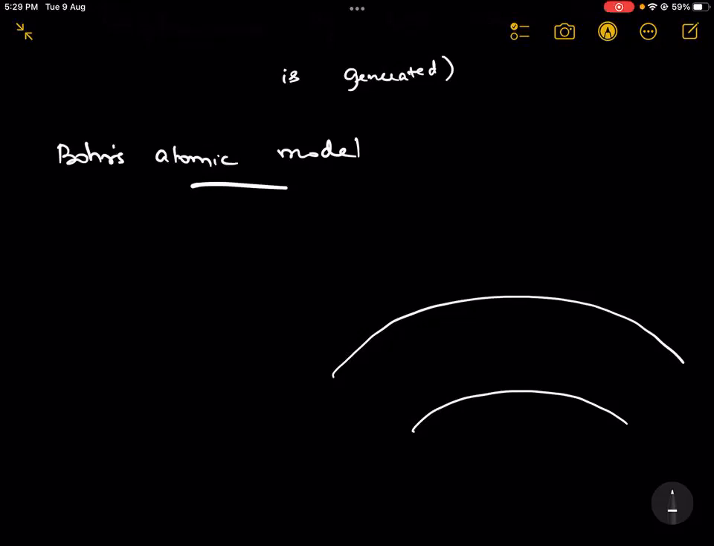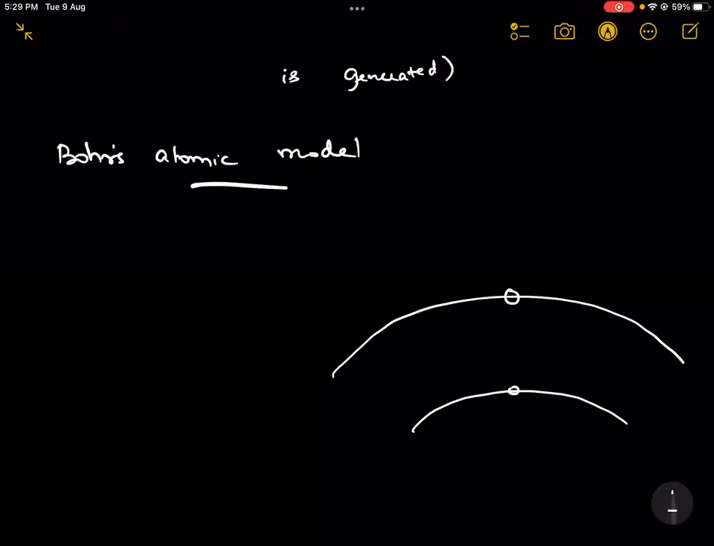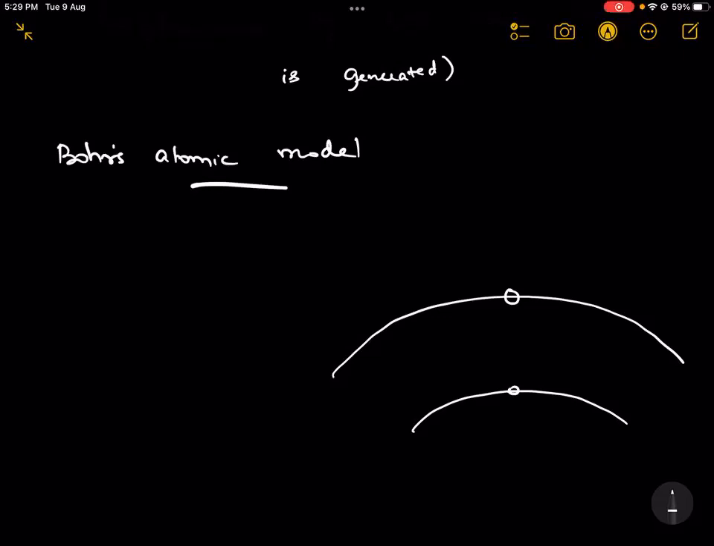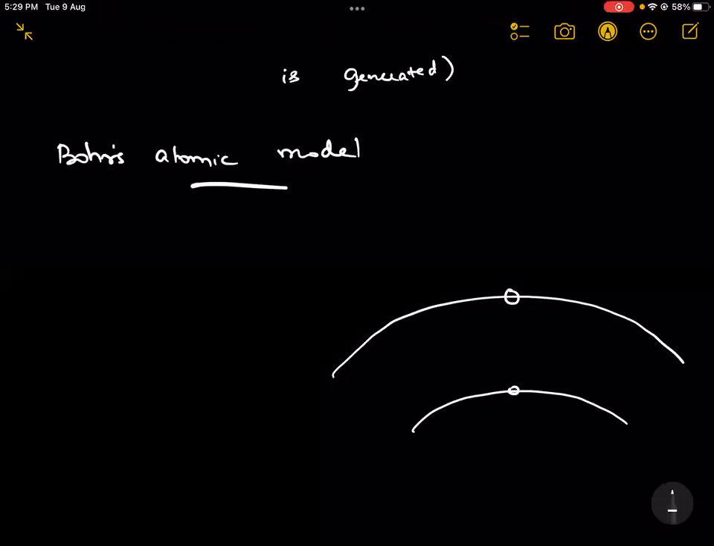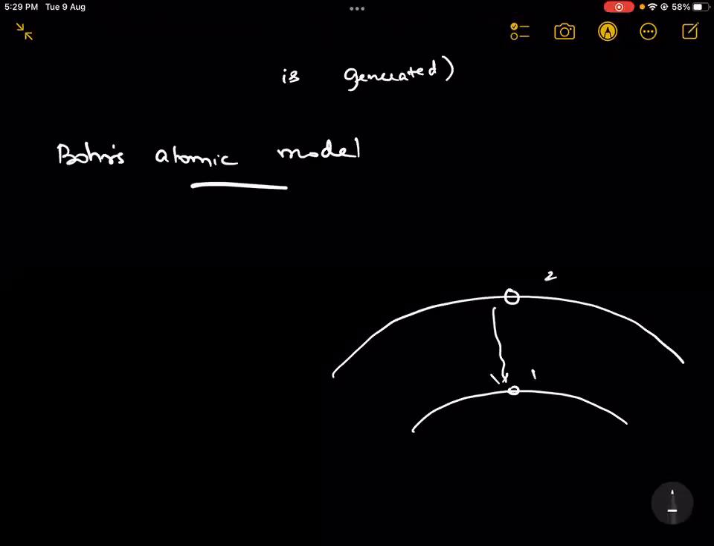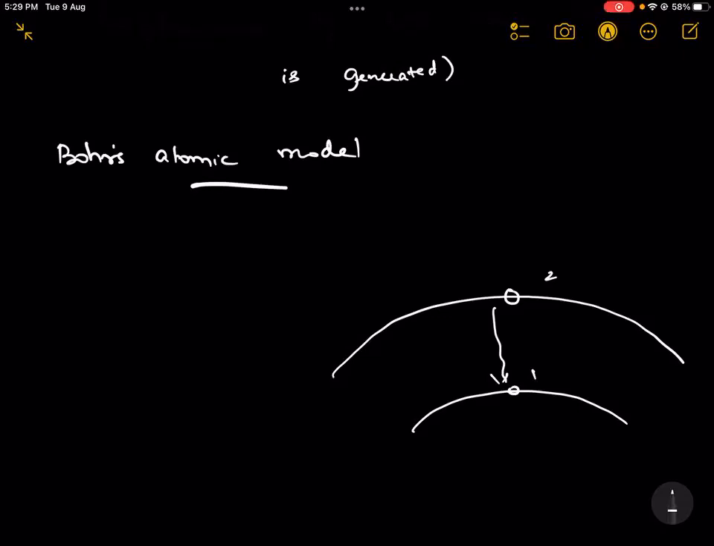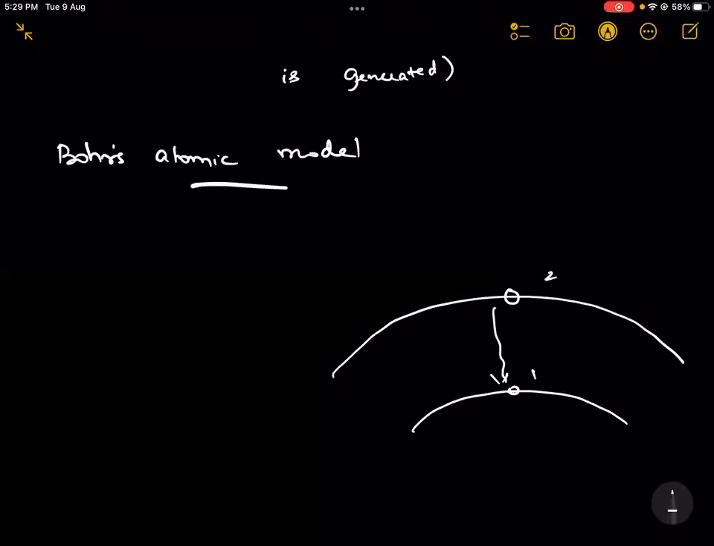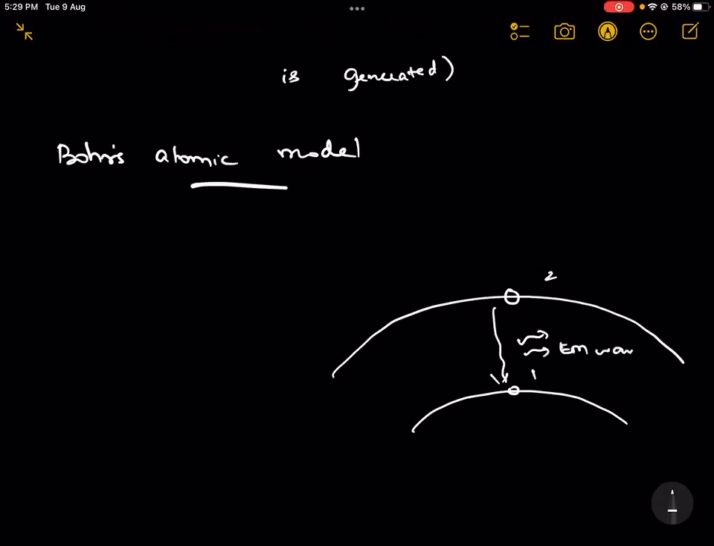You've heard of that, right? Stationary orbits. So if I say this has one orbit, this has another orbit. For a hydrogen atom, which has one electron, if that electron is in excited state, when I say excited state, what should happen? The electron definitely should not be present in the first orbit. Let's say it is present in the second orbit, and from the second orbit, it is getting de-excited and jumping to the first orbit. Whenever this kind of scenario happens, energy is released. And how is this energy released? In the form of EM waves.